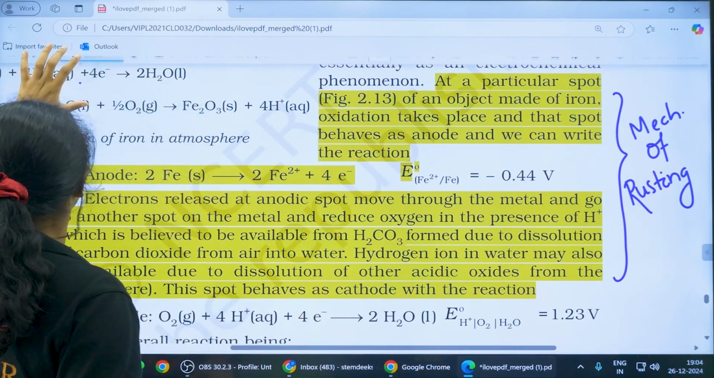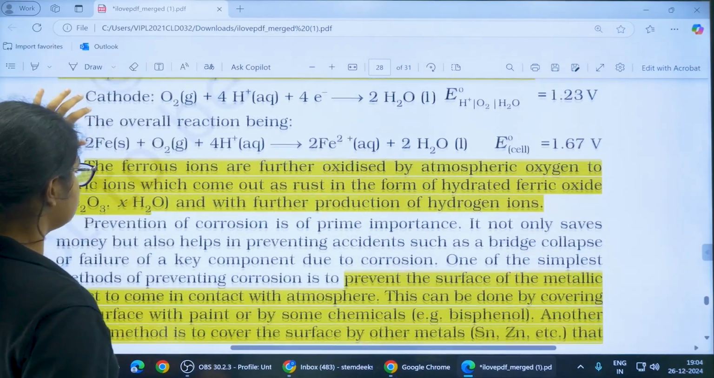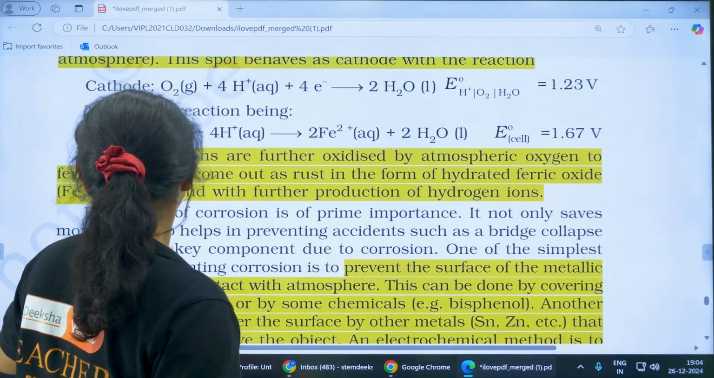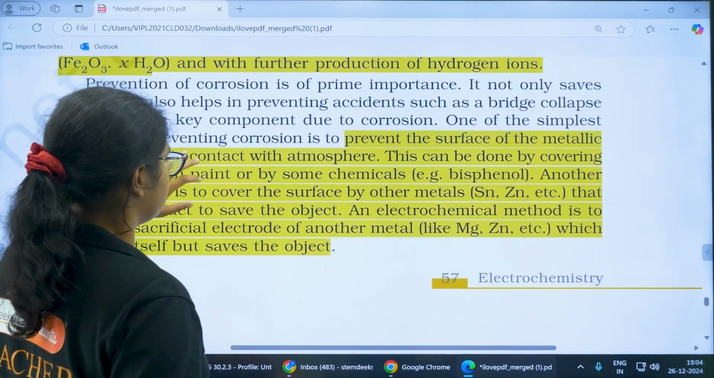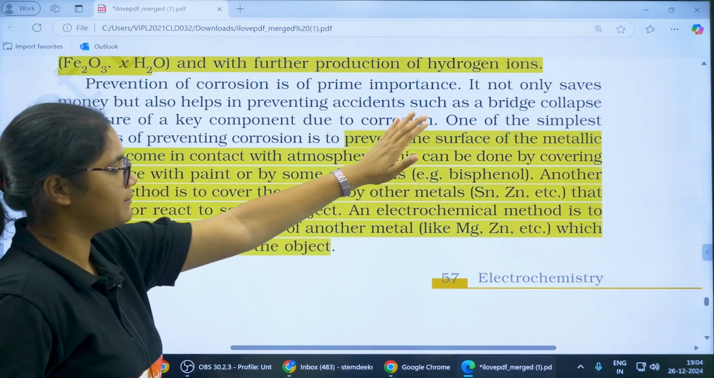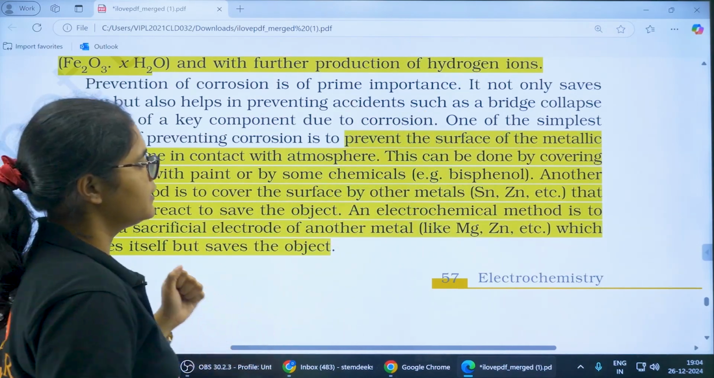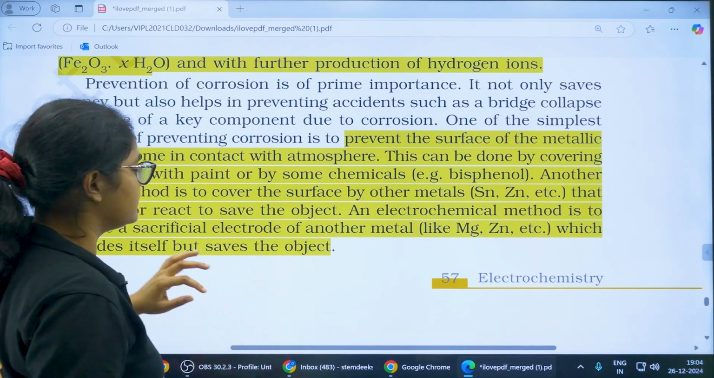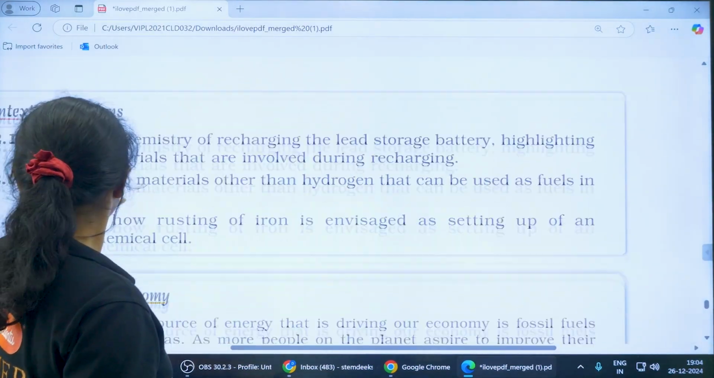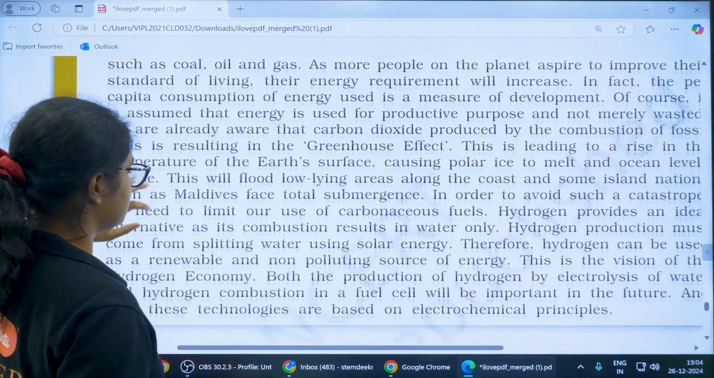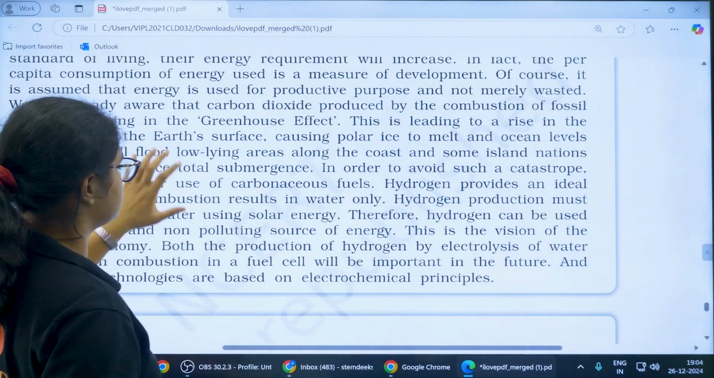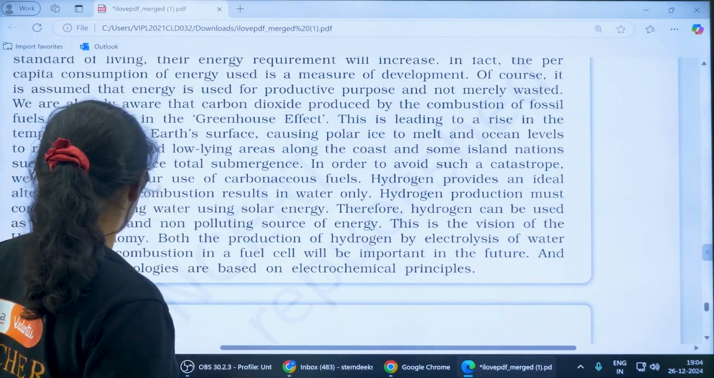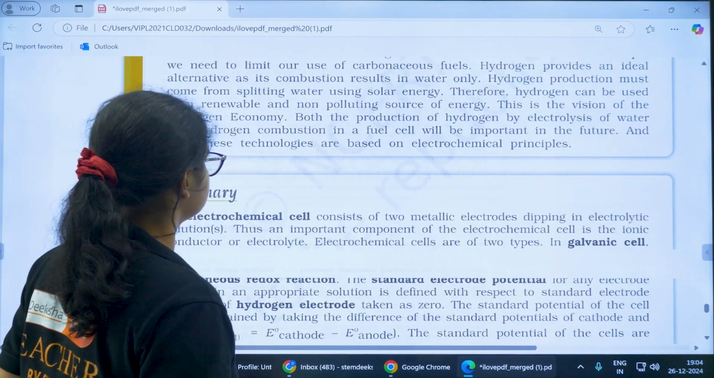Next, this all is the prevention of rusting. Some methods are given here for prevention, so you can learn these methods. Some 2 to 3 methods are there, these are important. Then in text question, hydrogen economy, you can just read this paragraph, not very important. That's all in this chapter, students.